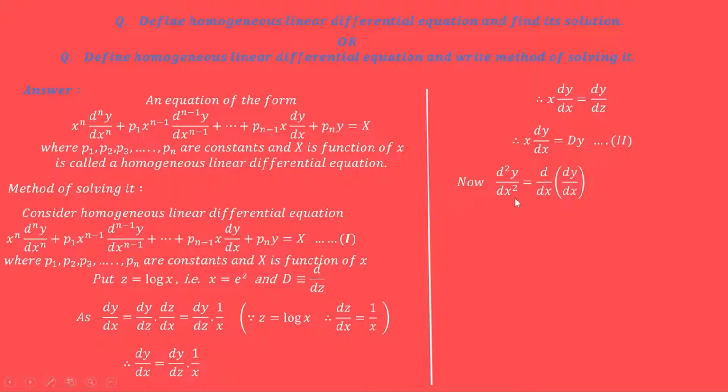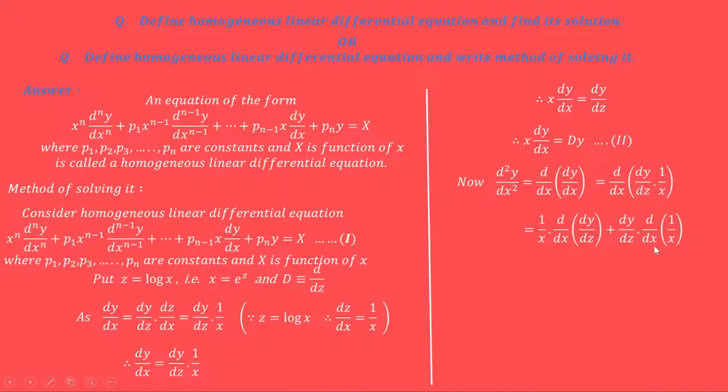Now d2y by dx square, you can write as d by dx of dy by dx. Now see this equation. In this equation, the value of dy by dx is equal to dy by dz into 1 upon x. So put this value here. So this is equal to d by dx of dy by dz into 1 upon x. Now we have to find the derivative of this product. So use the u into v formula. So this is equal to first, derivative of u, v as it is. So 1 upon x means v, v as it is, derivative of u, d by dx of dy by dz, plus u as it is, dy by dz as it is, derivative of v, that is d by dx of 1 upon x.